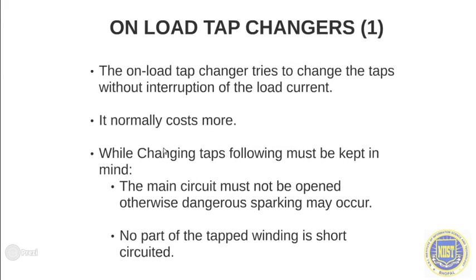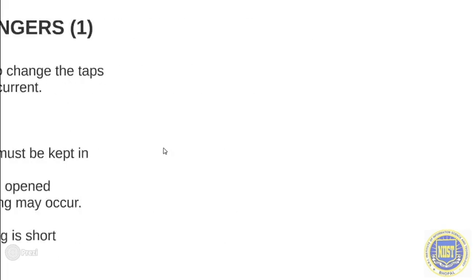Now, these tap changers are complicated arrangements, and hence they cost more as compared to the offload tap changers. But while changing the taps, say the following 2 points must be kept in mind. Number one, the main circuit of the tap changer must never be open, otherwise sparking may occur at the contacts. And number two, no part of the tap winding must be short circuited. Though these two considerations are well taken care of by the manufacturers, and the operator doesn't really need to give any concern to this, as they are already incorporated in the design of a tap changer.